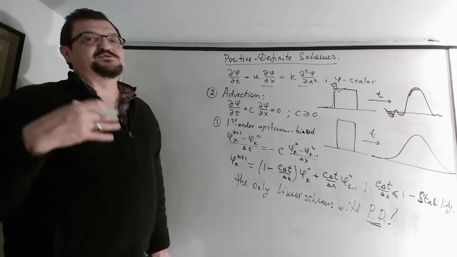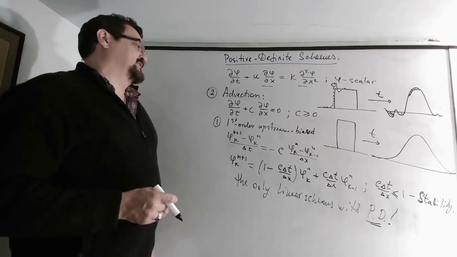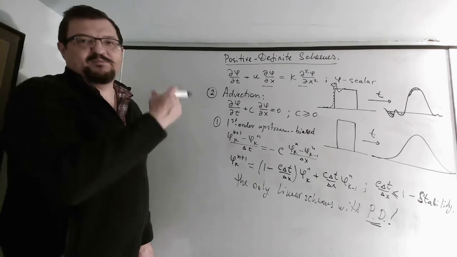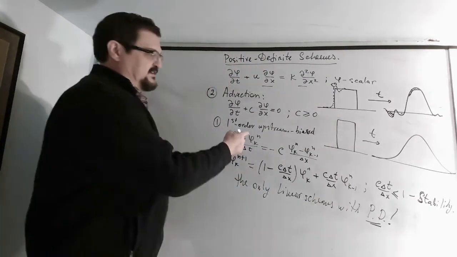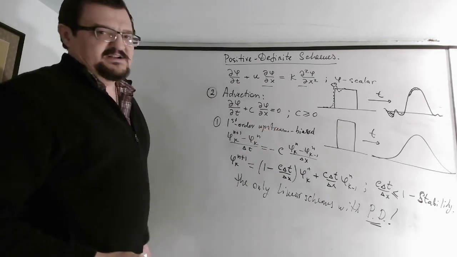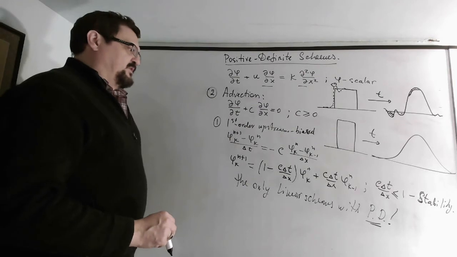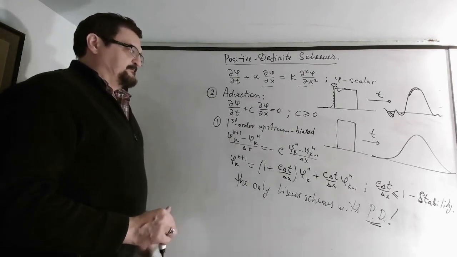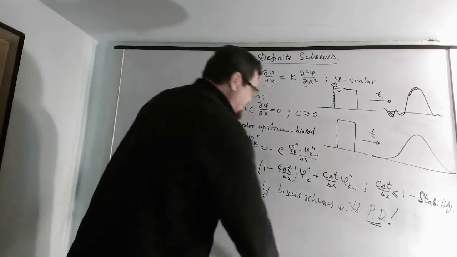That's why we need to go through all these hoops to solve this problem for schemes that are not as diffusive as this one. So this scheme is very rarely used in our field. So let's consider a second order scheme.